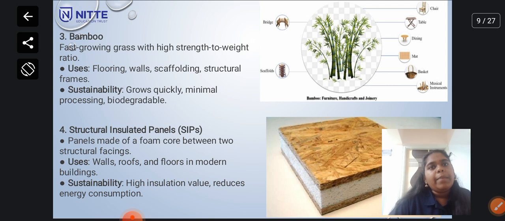Third one is bamboo. Bamboo is known as a fast growing grass with a high strength to weight ratio. We use this mostly for flooring, walls, and even for making tables, dining tables, benches, etc. As it grows quickly, it minimizes processing and it is also biodegradable. Fourth one, structural insulated panels. These are made of a foam core between two structural facings. We use this mostly for walls, roofs, and floors in modern buildings. These have high insulation value and they also reduce energy consumption.